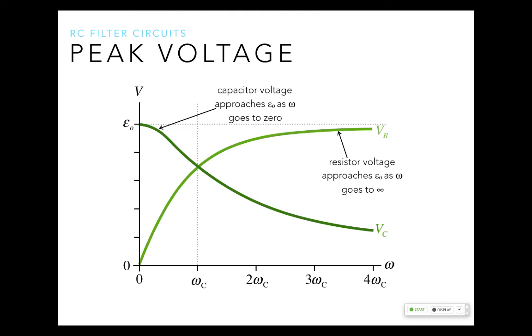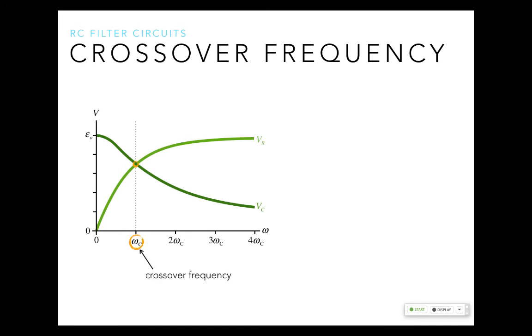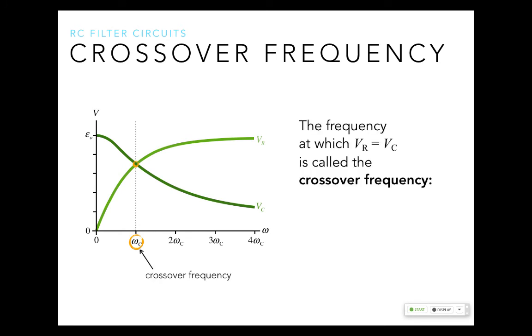It's called the crossover frequency. Okay? And it's represented by omega sub C for crossover. All right? So just to go over what that means, the crossover frequency is the frequency at which VR equals VC. Look, this is voltage, so VR equals VC. They have the same value. Okay? And it turns out the crossover frequency is 1 over RC.